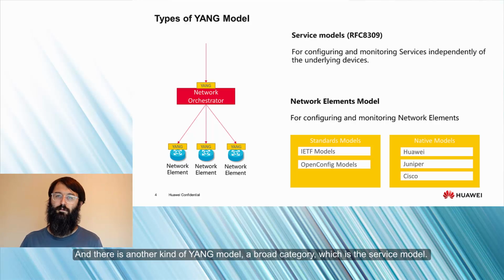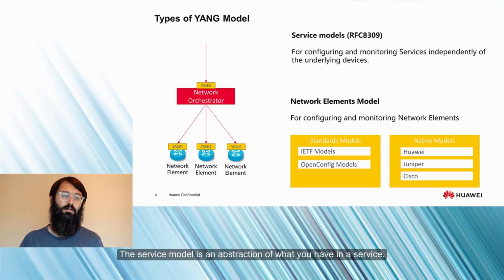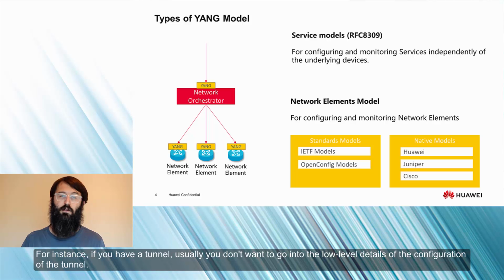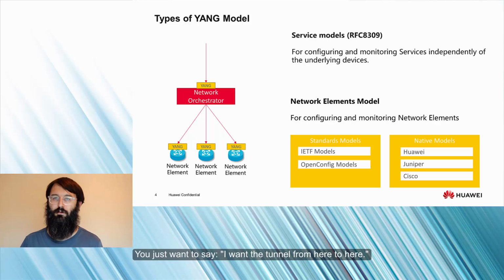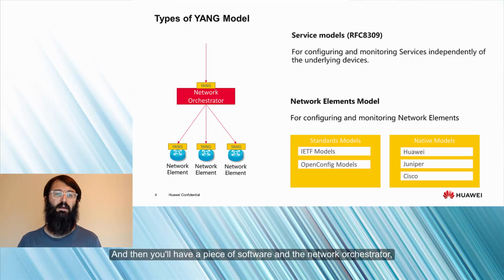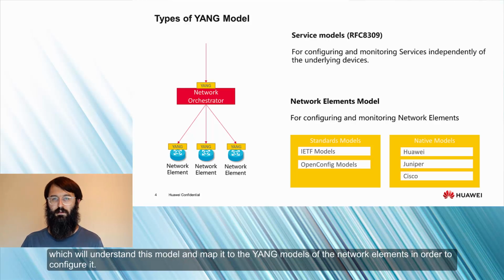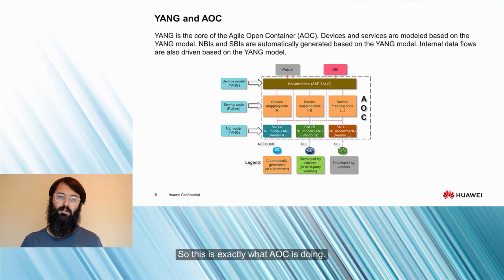And there is another kind of Yang model, a broad category, which is the service model. A service model is an abstraction of what you have in a service. For instance, if you have a tunnel, usually you don't want to go into the low-level details of the configuration of the tunnel. You just want to say, I want a tunnel from here to here. So basically this is what you will say in your service model, and then you'll have a piece of software, the network orchestrator, which will understand this model and map it to the Yang models of the network element in order to configure it. So this is exactly what AOC is doing.